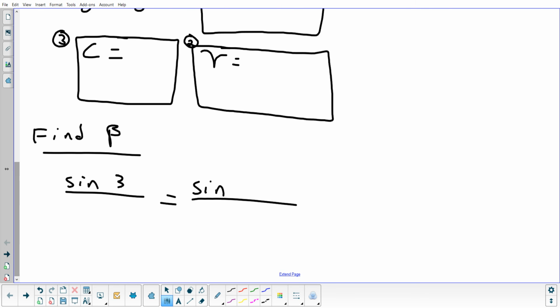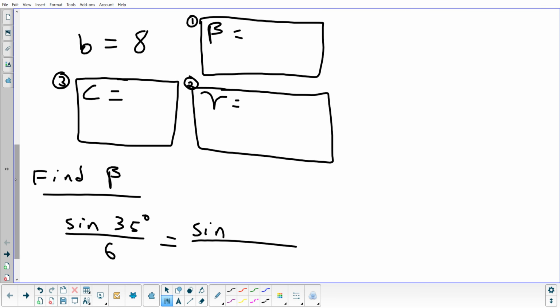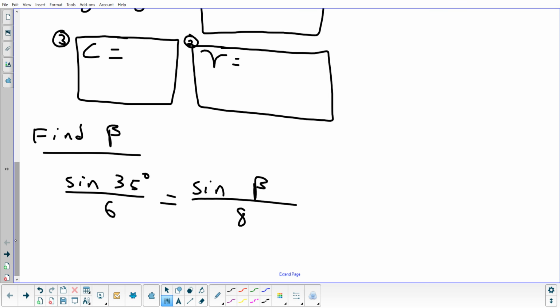So he put all the known information on the left. So that means we're going to have some unknown information on the right. So now, what would I put on the right? Sine beta. Yep. Under 8. Sine beta over 8. And now, we want to get beta by itself.